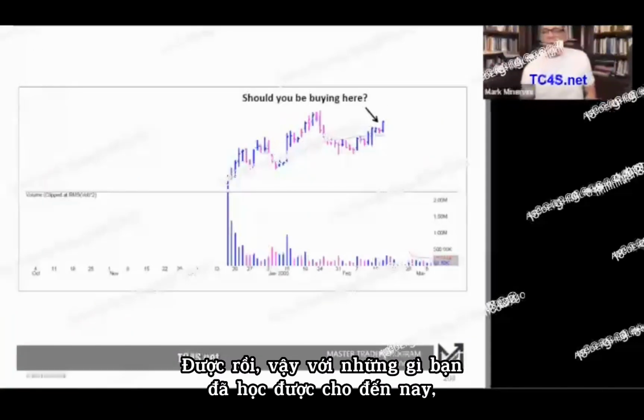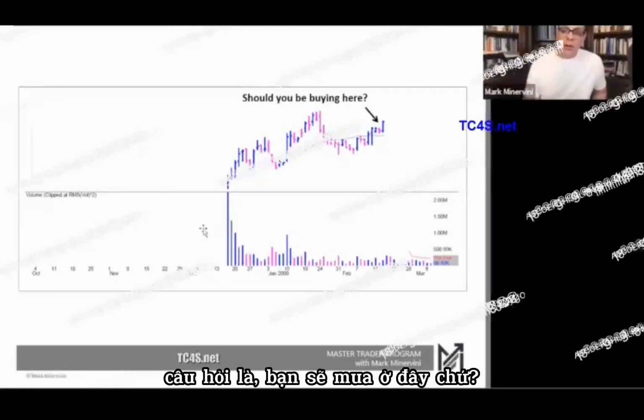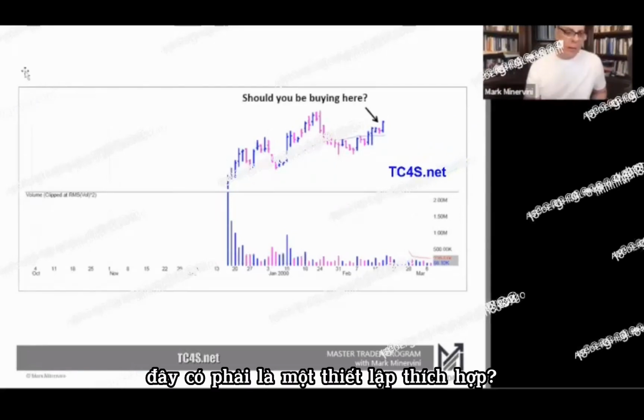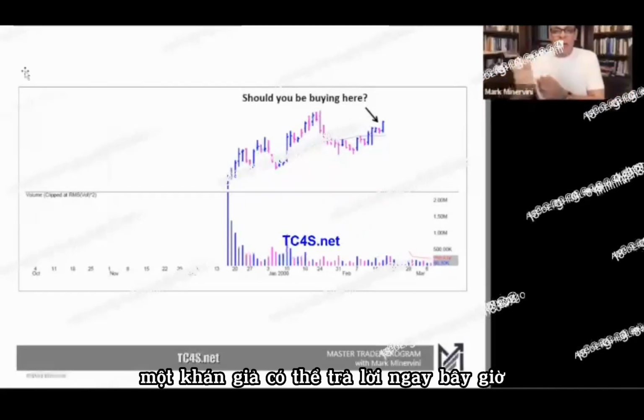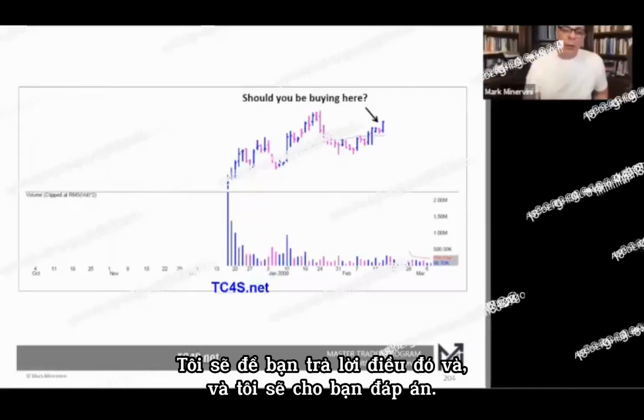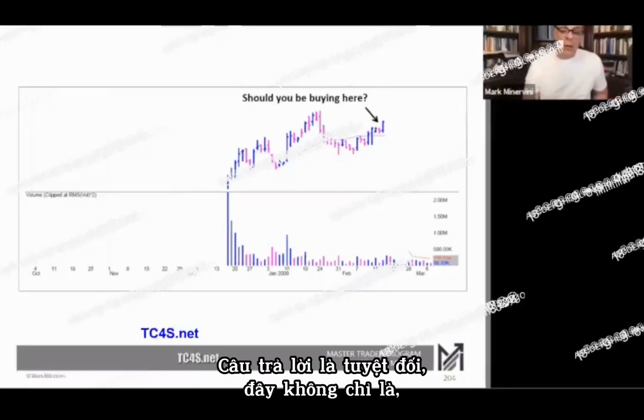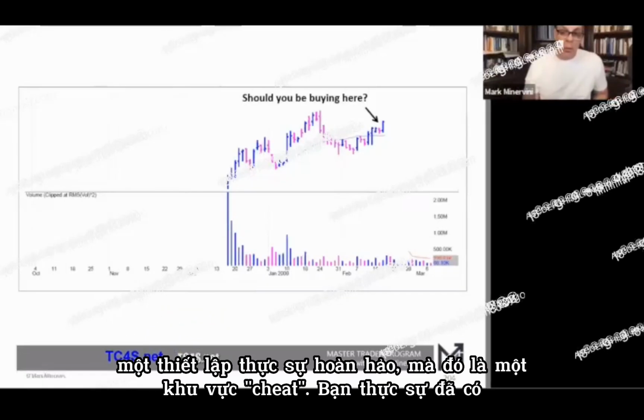All right, so with what you've learned so far, the question is, would you be buying here? Is this a proper setup? We don't have a live audience that can respond right now, so I'll let you answer that, and I'll give you the answer. The answer is absolutely. Not only is this a perfect setup, it is a cheat area.